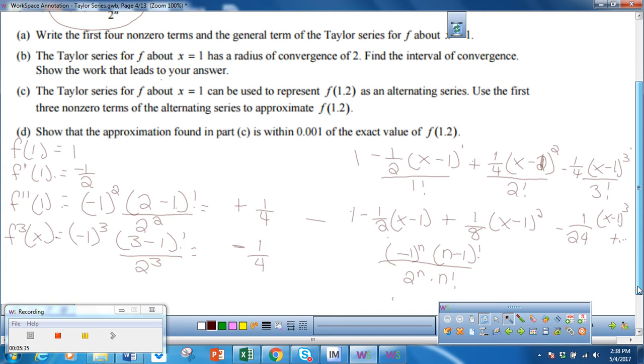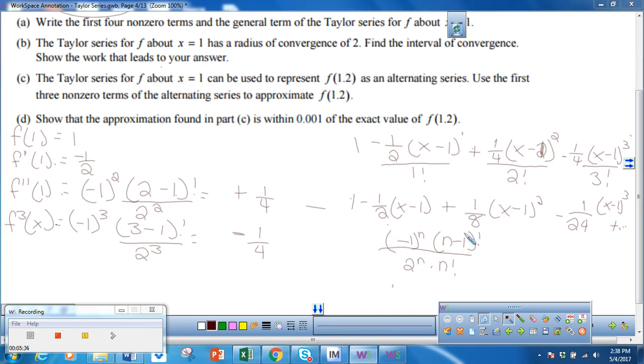Now, if we want to clean that up a little bit, we could write it as negative 1 to the nth over 2 to the nth times n, if you want to clean it up. You really don't have to. The more simplifying you do, the greater chance of making a mistake.